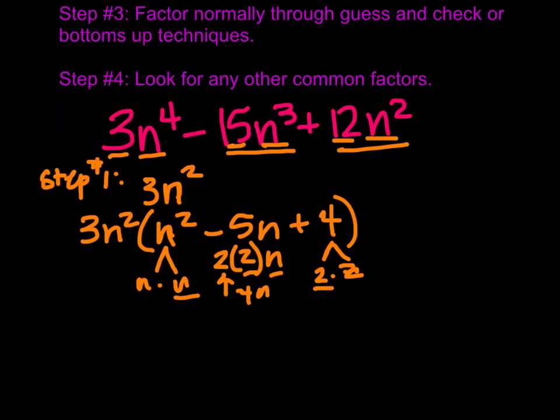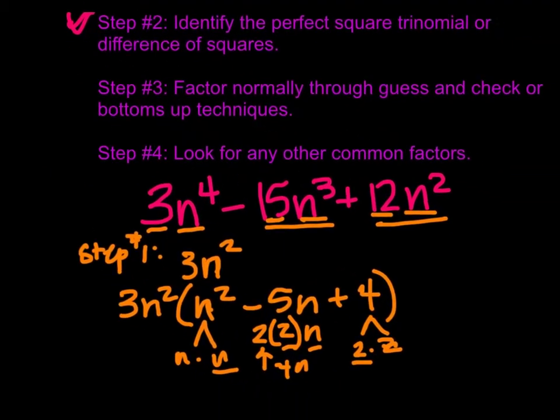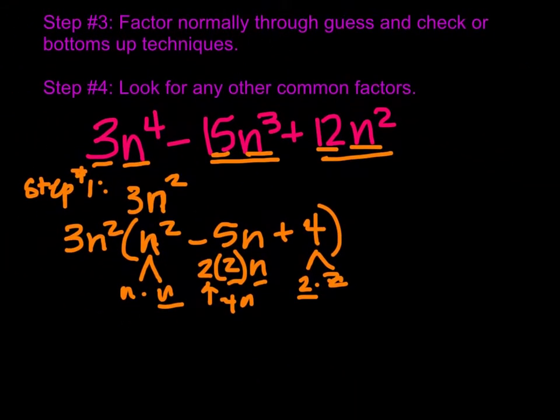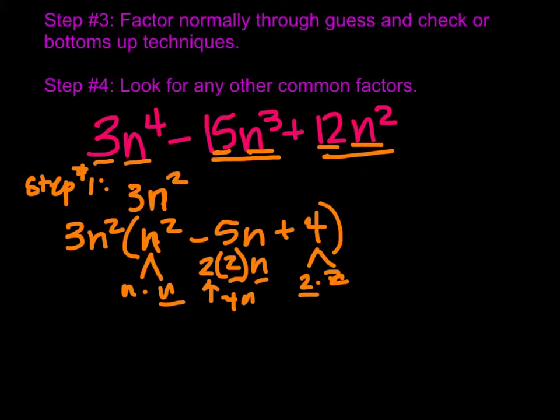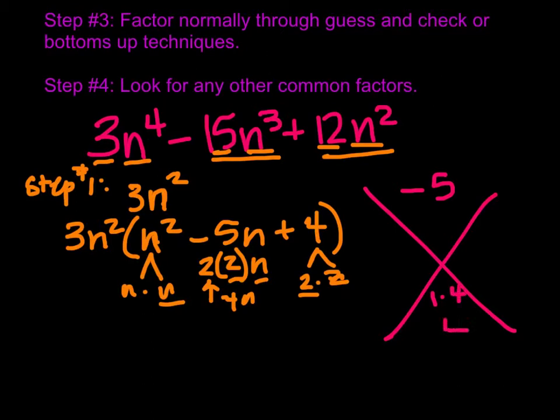Let's see if we can do our number 3. If we're doing our number 3, we need to be able to do bottoms up with it. So we have our original equation, and our middle coefficient is 5. The coefficient on our first term is 1 times 4. 1 times 4 is 4.